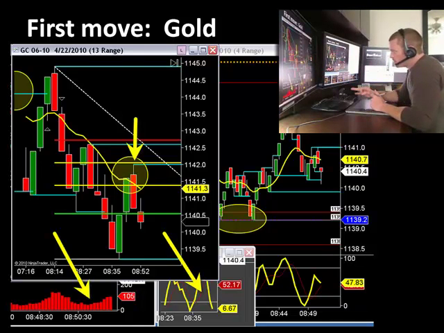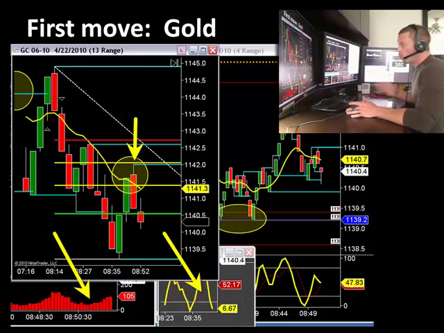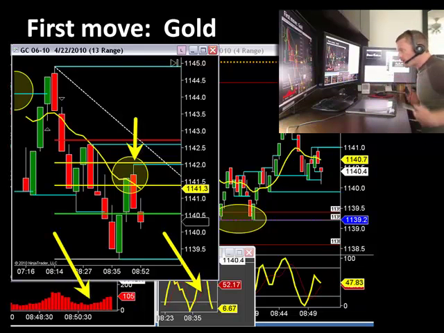We saw very slow speed of the tape. Everything else lined up. And before we could see that speed increasing, the move had already happened. What that tells us is low volume, low speed. This price action could go any which way. Okay, so the first move, this is a good example of how sometimes we want to sit back, sit on our hands, and let that first move pass us by.